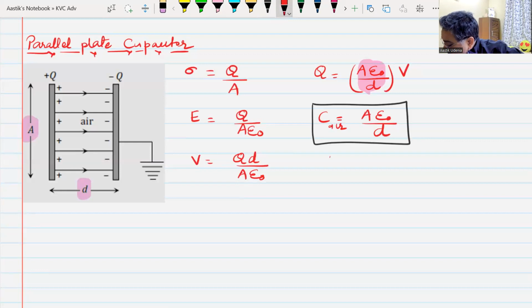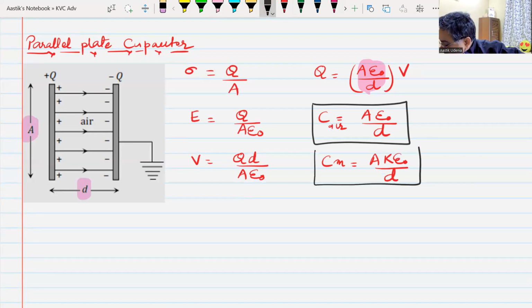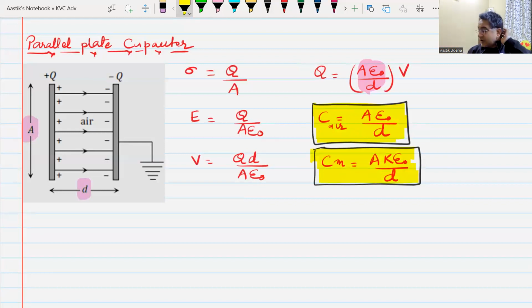We have also found that if it is filled completely with a medium of dielectric constant K, the capacitance becomes K epsilon naught A by d. So we can write it here only. If it is filled with a dielectric constant K, we will see what a dielectric is. We will see the dielectric constant right now. You can just write the capacitance of this capacitor when it is filled with a medium. As you can see, now everything is coming.